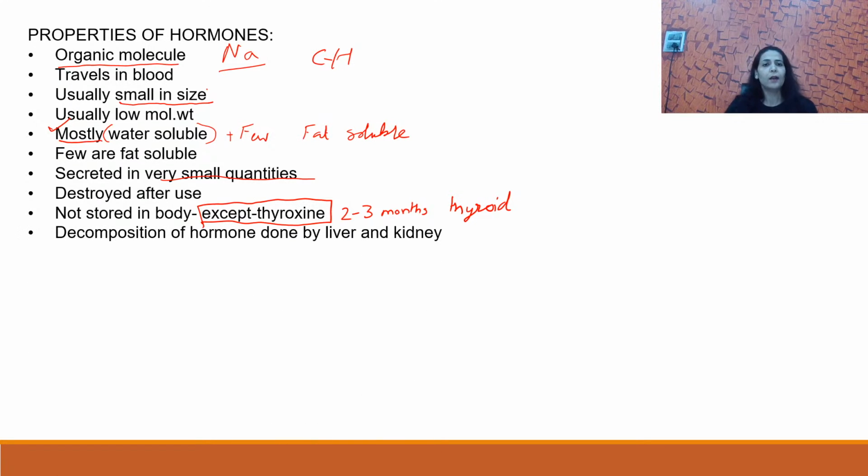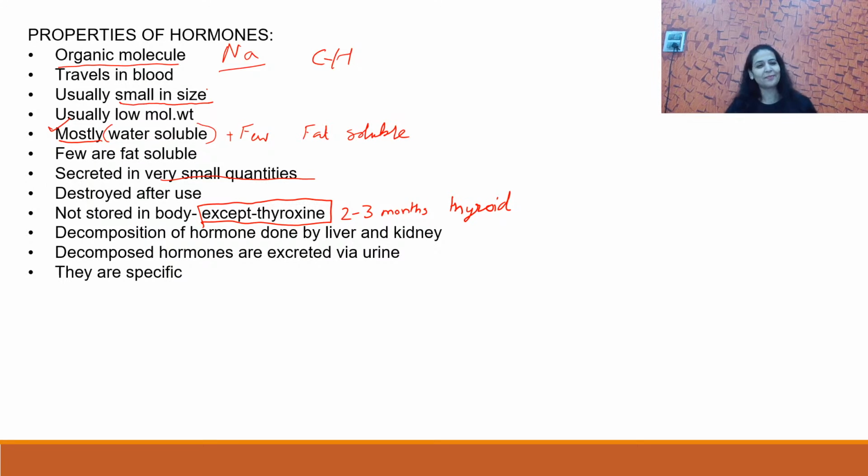Decomposition of the hormone is done by liver and kidney. Once the hormone has done its activity, it is decomposed by liver and kidney, and then it is excreted out of our body. Yeah, it is excreted through the urine. They are very specific. They are absolutely specific. Hello, NEET 2021. They are highly specific.